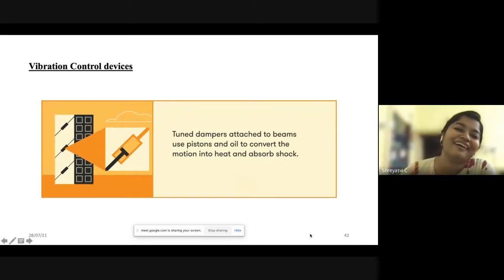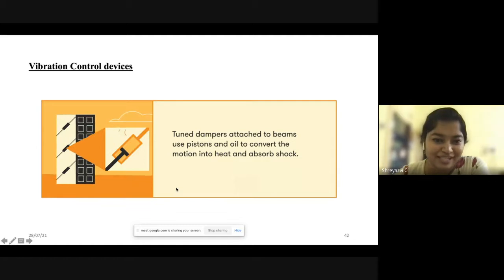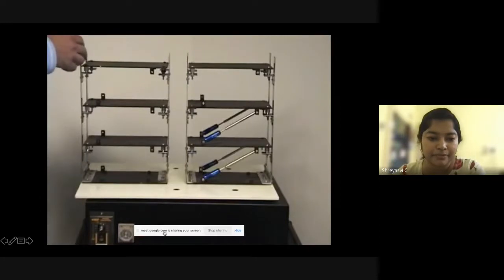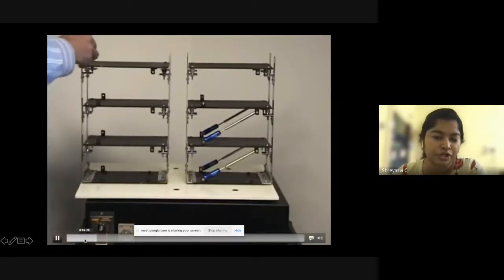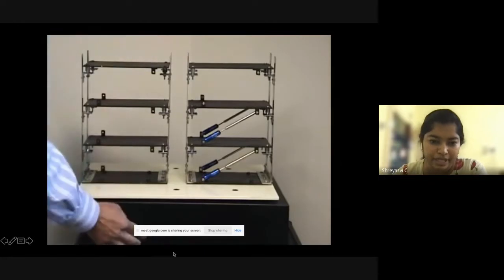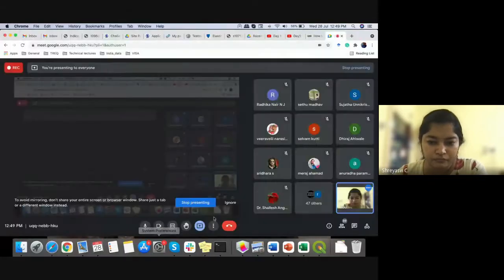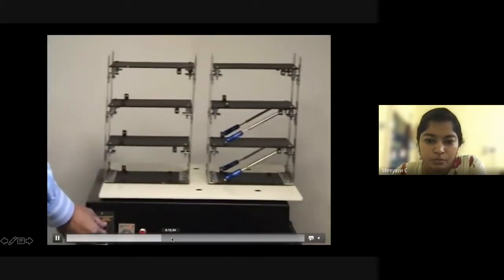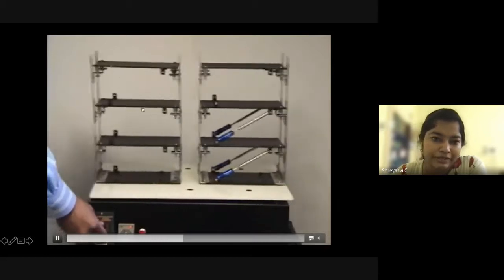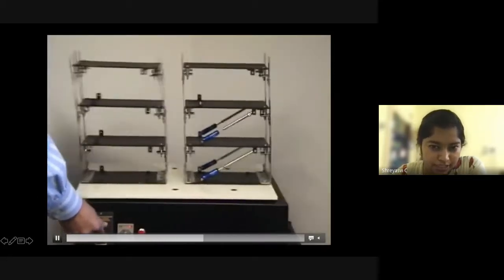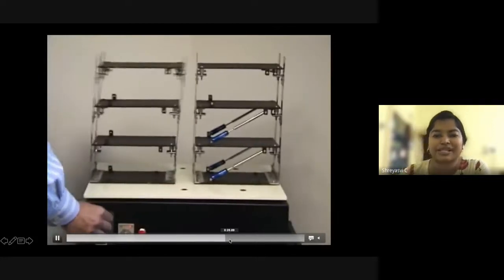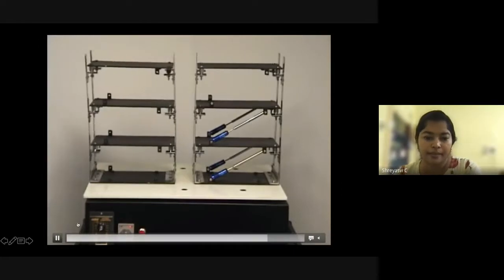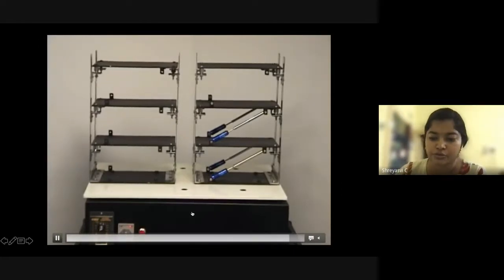No problem. So speaking of vibration control devices, this is what we call a damper. This is an example of how a structure with and without a damper behaves. As you can see here, the structure on the left is not fitted with the damper, the one on the right is. So these dampers actually absorb the shock and reduce the overall deformation. So this is one of the advantages.